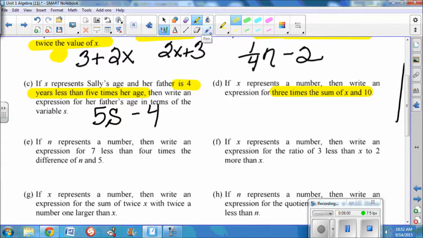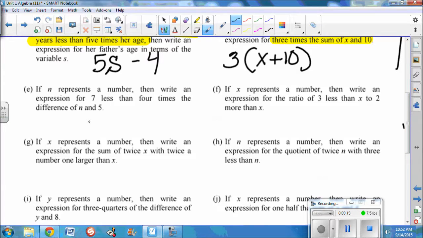If x represents a number, then write an expression for 3 times the sum of x and 10. So think about that for just a moment. 3 times the sum of x and 10. X and 10 have to be summed, but we've got to multiply 3 by that whole sum, so I need to put that in parentheses.